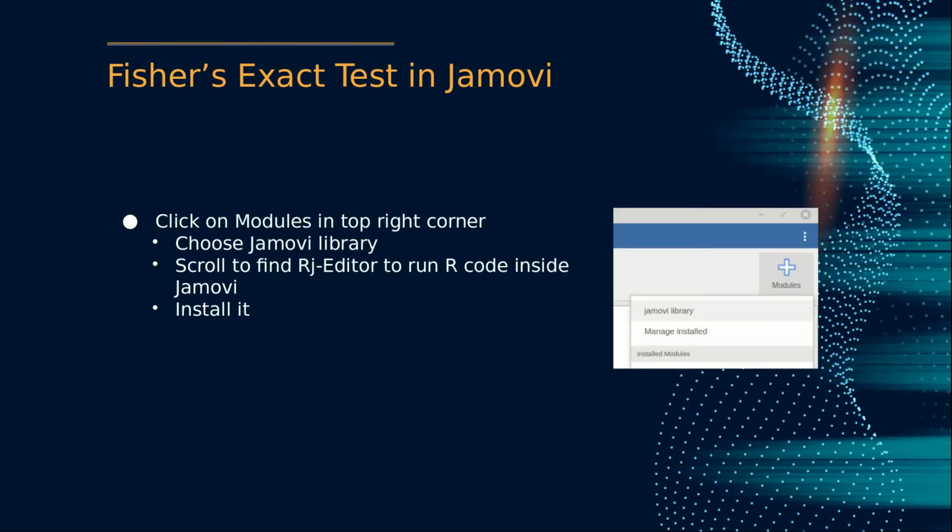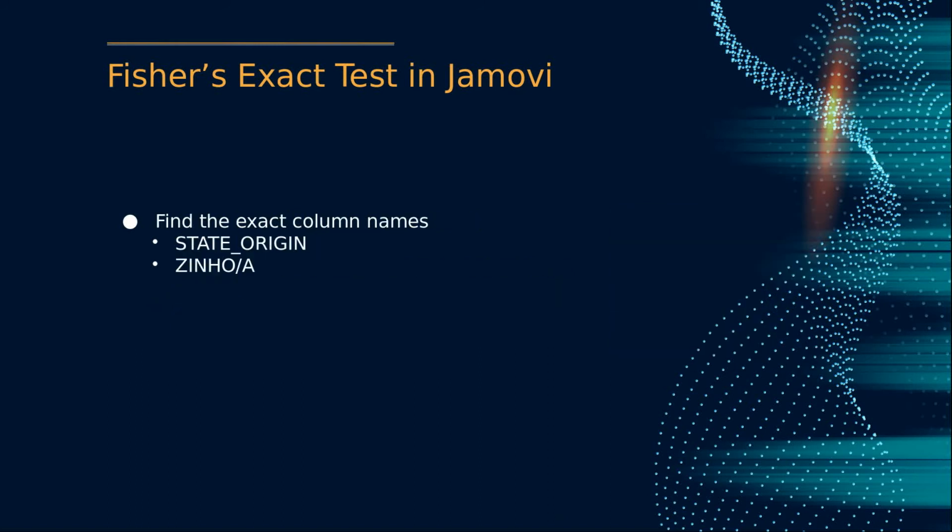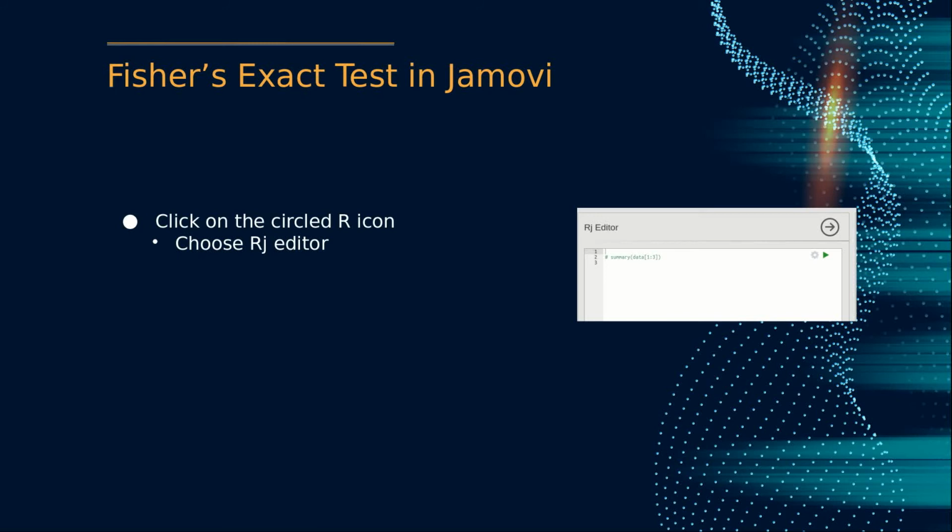So click on modules in the top right hand corner, choose Jamovi library, scroll to find RJ editor to run R code inside Jamovi, and install it. Now we need to find the exact column names, in this case state_origin and xenu. Click on the circled R icon and choose RJ editor.